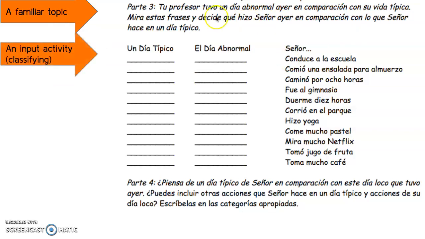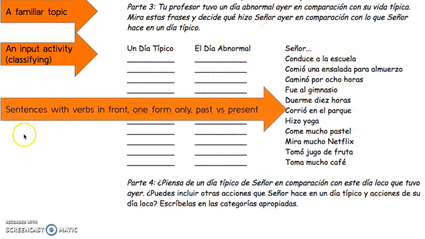The next thing I have up here is a classifying activity. So if I think of those really good input activities where I'm sorting or ranking or classifying, right? So here I'm having them check off whether it's part of a typical day or part of an abnormal day. Look at the beginning of each of these sentences. It starts with the verbs in front. I have one form only, which is really just the L and A, or the L form of the verb. And I'm focusing on one very particular part of language, which is the difference between L and A form in the present, L and A form in the past, okay?